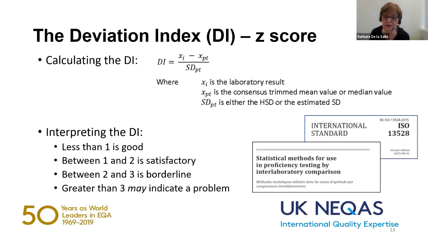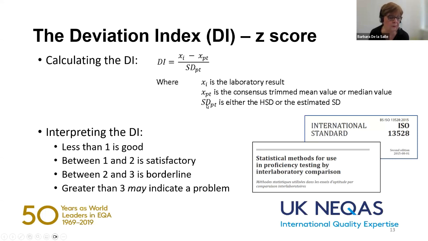Coming on then to the deviation index, and I won't try and dwell too much on the statistics here. You can obtain these calculations and details of these calculations from the participants manual. But the deviation index is a Z-score, which basically tells how far the participant's result, which is your result here, is from the target result, which is the mean of the proficiency testing. And it is divided by the standard deviation of the PT, the proficiency testing standard deviation.